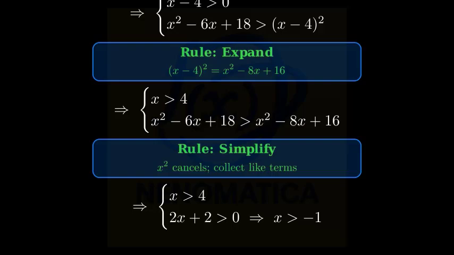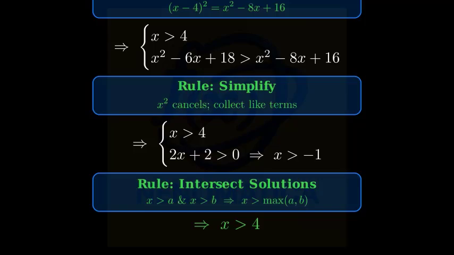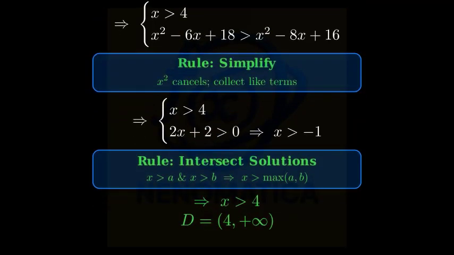Finally, intersect the 2 conditions. If x is greater than 4 and also greater than -1, the stricter requirement dominates. Therefore, x is greater than 4. In interval notation, the solution is open parenthesis 4 to infinity.